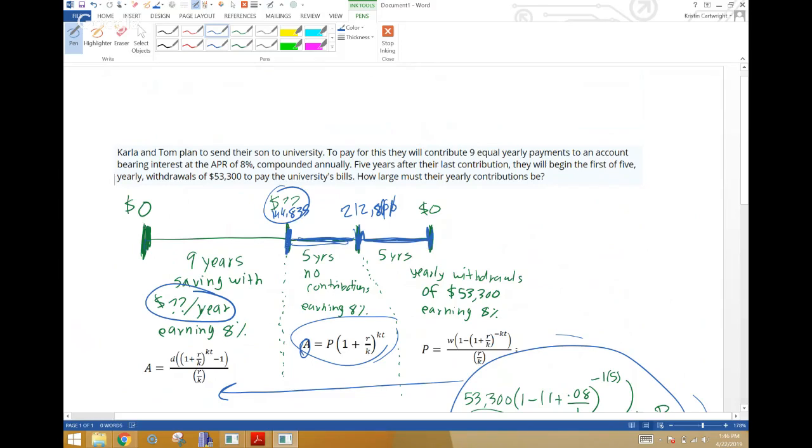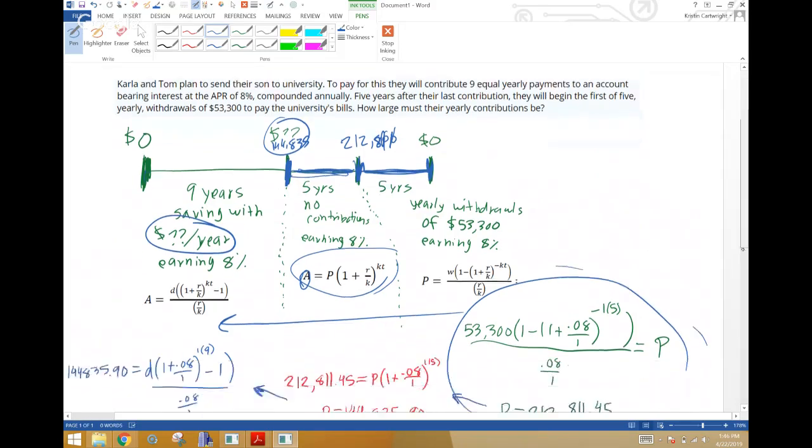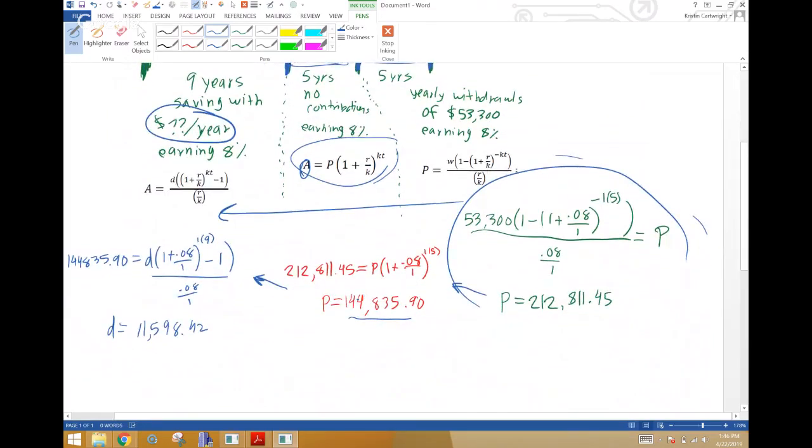So now this is a savings account that is going to be increasing in value, where we're making yearly contributions. So we're going to use this formula here. This is the big long formula with the positive exponent, because it's going up in value in this 9-year span. I put the 144,835 that I just got from the last step in the A spot, because this time I'm trying to solve for D. I want to know what D is. I'd have to do a few little steps to get D alone. Finally, I find what my deposits need to be.